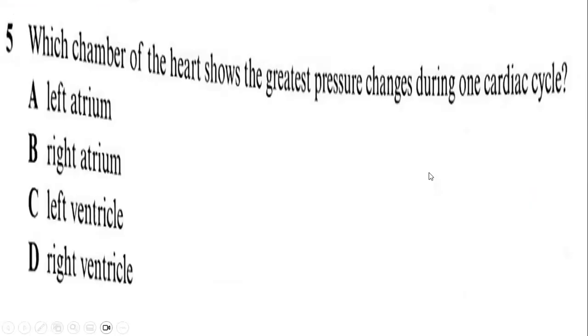All right, next we have number 5. Which chamber of the heart shows greatest pressure changes during one cardiac cycle? This one is easy. Is it C? C, ventricle. Why are you saying ventricle? I would say the left ventricle because that is where the oxygenated blood is pushed through to the aorta, to then be pushed through the arteries to the rest of the body. So that would need the greatest amount of pressure as it goes through the entire body and the tissue.